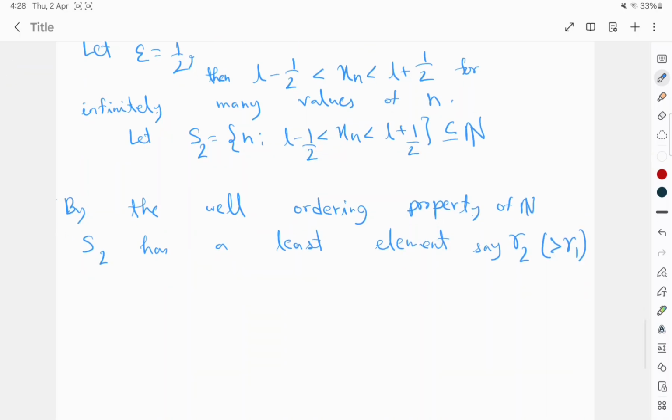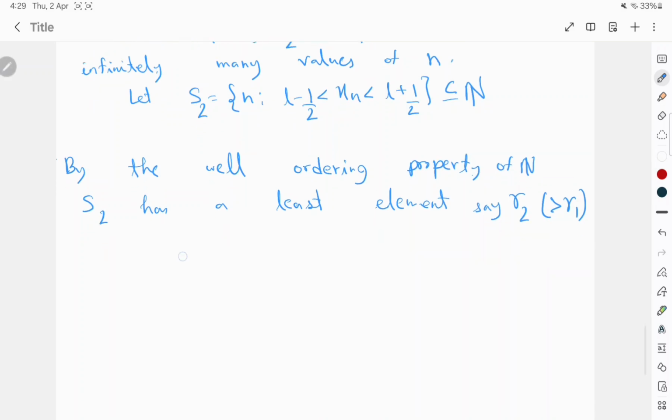Because there are infinitely many choices, right? So obviously you will get some number R2 which is greater than R1. In this way, if you continue, obviously what you have is L minus half less than U R2 less than L plus half.